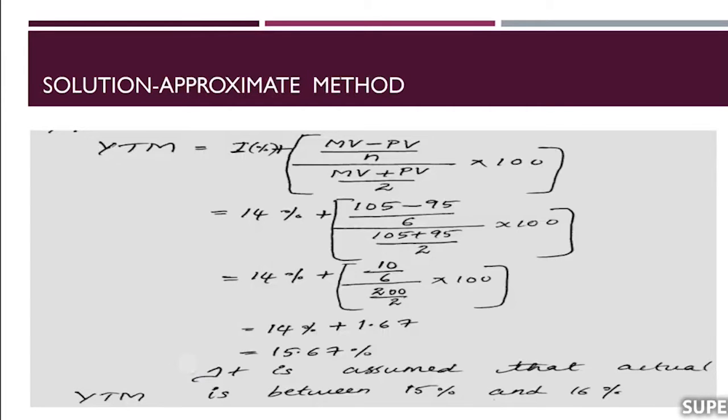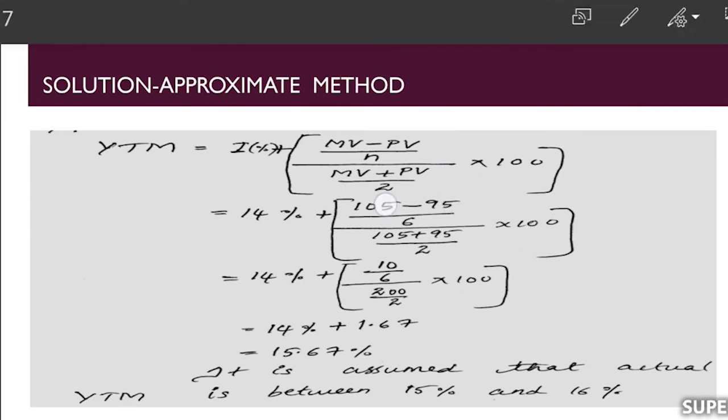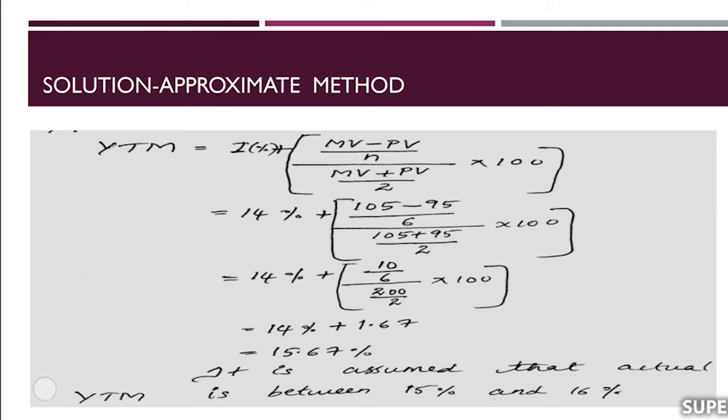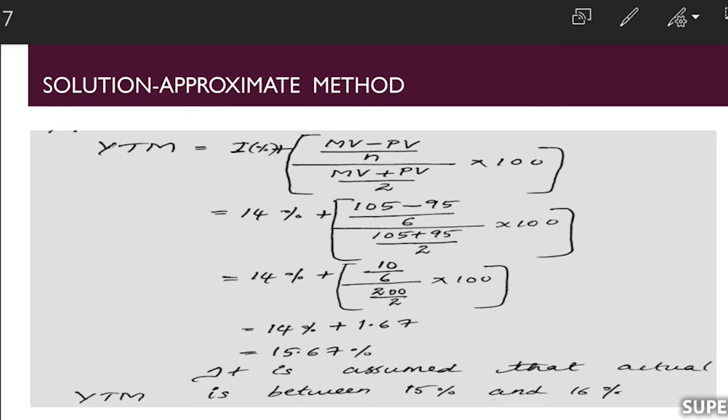So we are deducting 95 from 105, and the maturity period is 6 years, and we are dividing this MV minus PV by 6, and whole of the result is divided by MV plus PV divided by 2. Here MV is equal to 105, PV is equal to 95. So 105 plus 95 divided by 2.